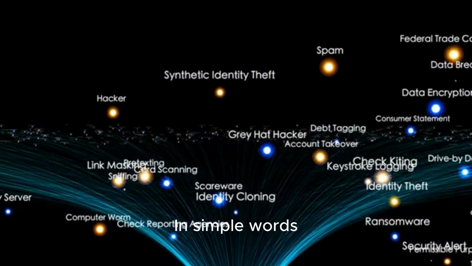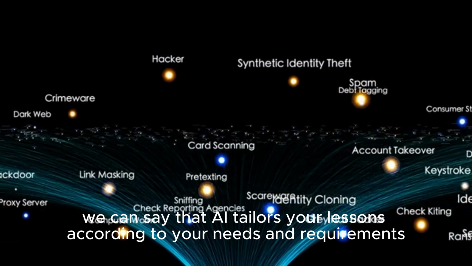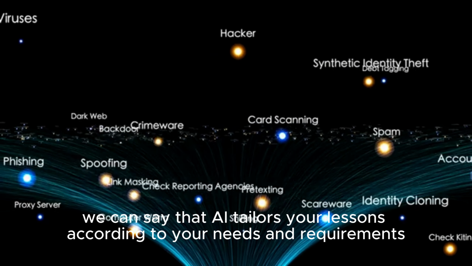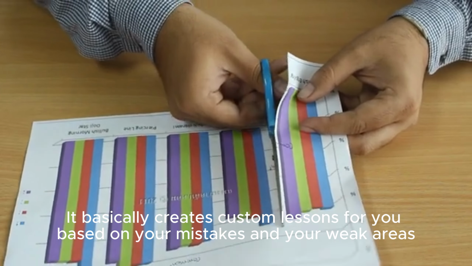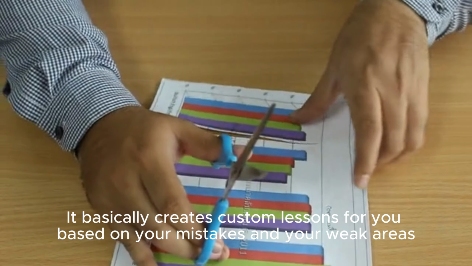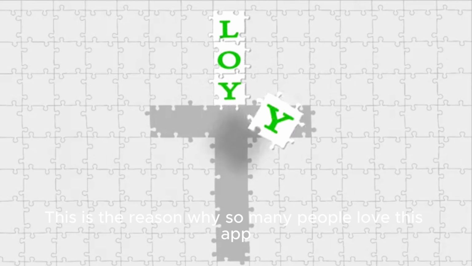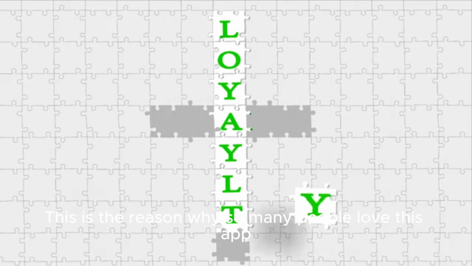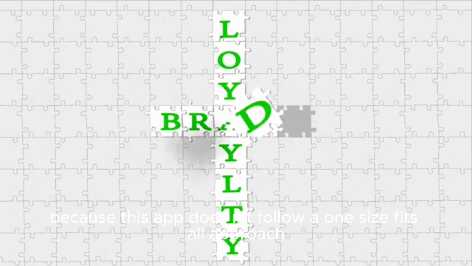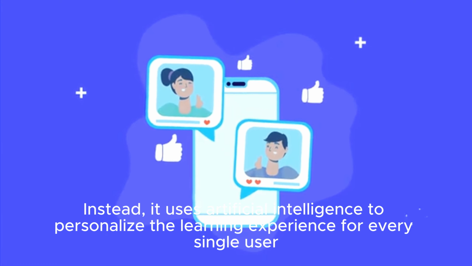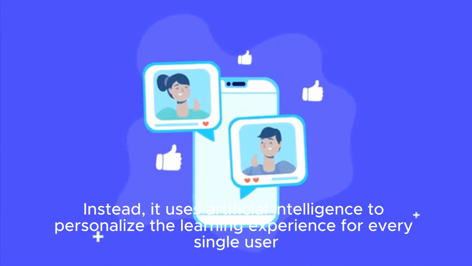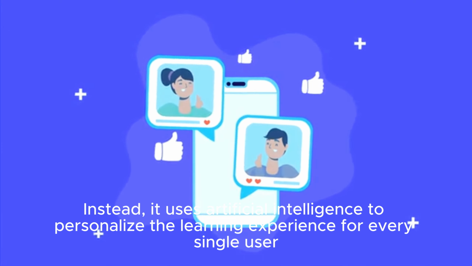In simple words, we can say that AI tailors your lessons according to your needs and requirements. It basically creates custom lessons for you based on your mistakes and your weak areas. This is the reason why so many people love this app, because this app doesn't follow a one-size-fits-all approach. Instead, it uses artificial intelligence to personalize the learning experience for every single user.